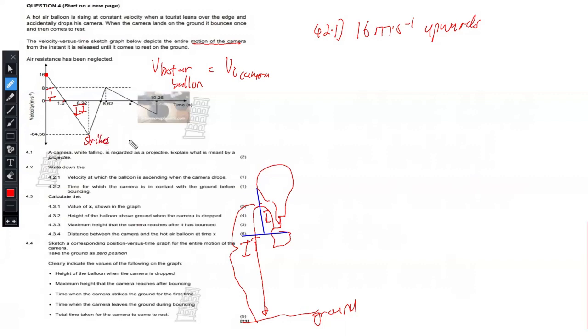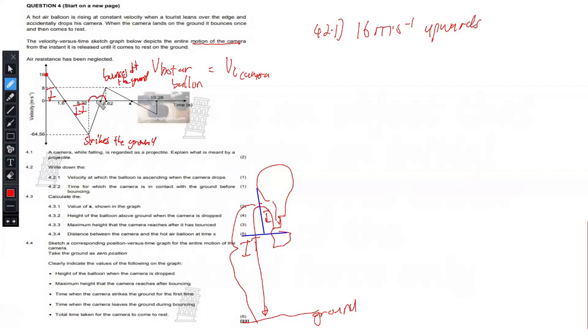So it strikes the ground at a velocity of what? Negative 64.56 meters per second, right? But then here, what happens? After striking the ground, it stays on the ground for some time, right? Because this is an inelastic collision. It stays on the ground for some time, and that's the contact time with the ground. And then after that, it bounces off the ground at a velocity of what? 8 meters per second.